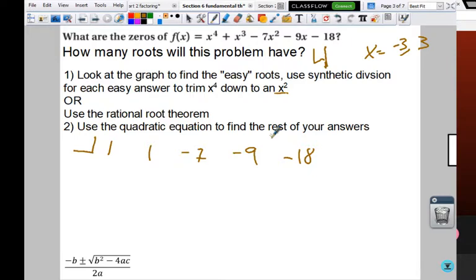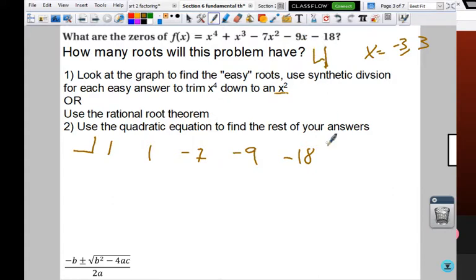So my goal is to use my 2 answers so far. I looked at my graph, and I saw it crosses at -3 and 3, right? I need to find 2 more answers, and I'm going to do that by using synthetic division to trim this x4 down to an x squared. Because when I get x squared, all I need to do is quadratic equation. That's all I need after that. So I have set up a synthetic division problem, like from last week. I forgot to put in minus 9. 1, 1, -7, -9, -18.